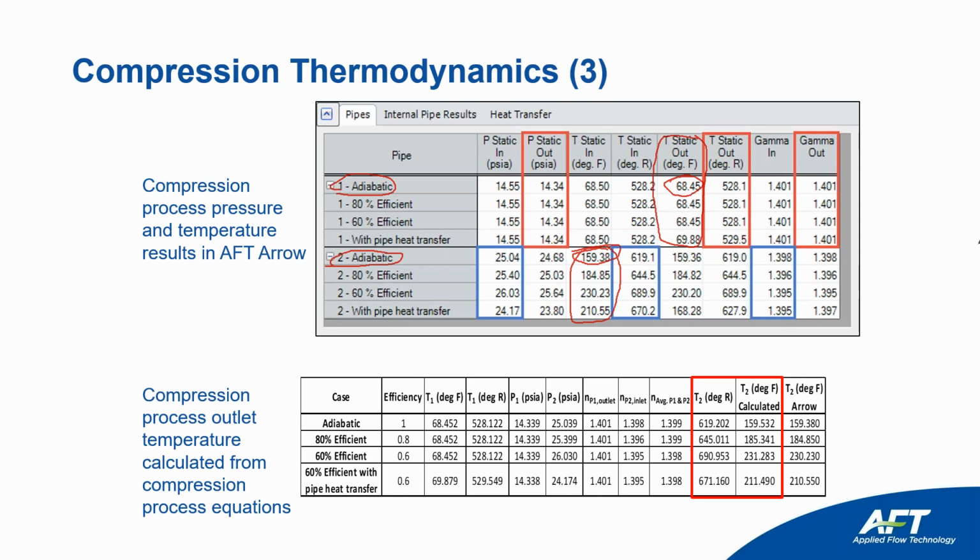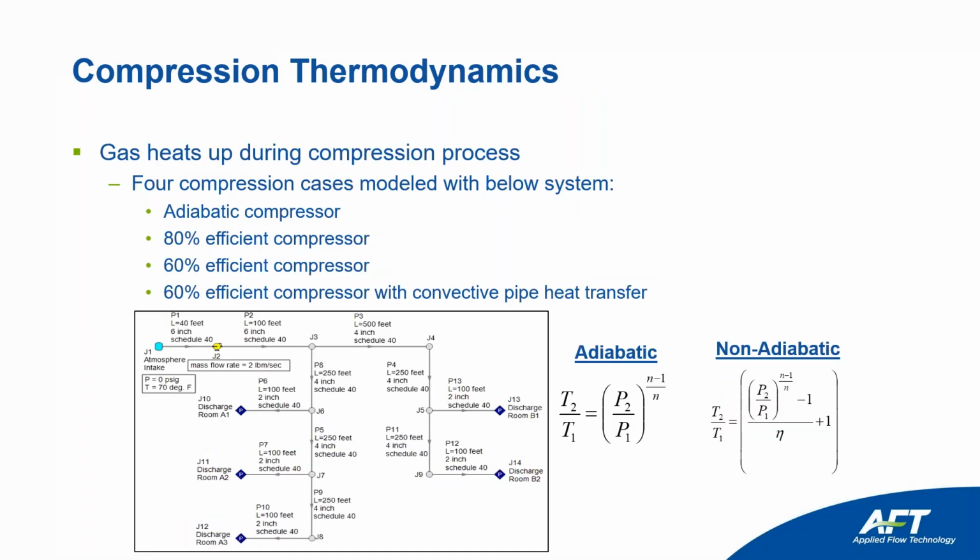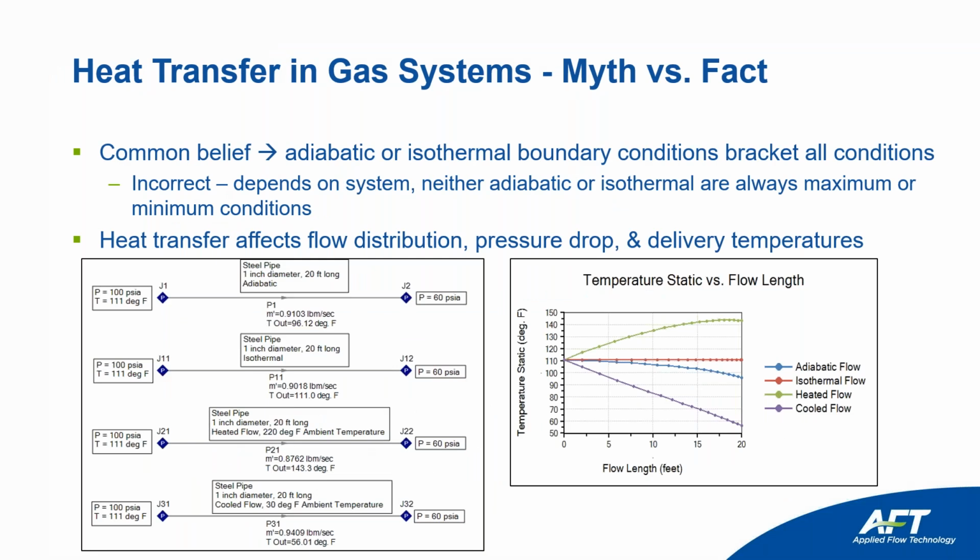As you decrease your efficiency, you can see how your temperature dramatically increases. So for a 60% efficient compressor, we have an outlet temperature of 230 degrees Fahrenheit. So it's very important to account for compression thermodynamics just as much as it is to account for your heat transfer cases in general.